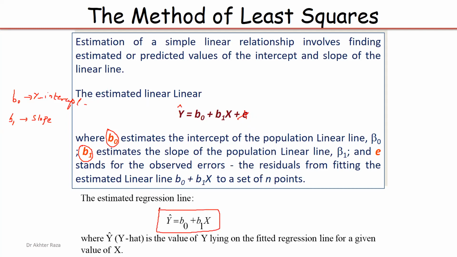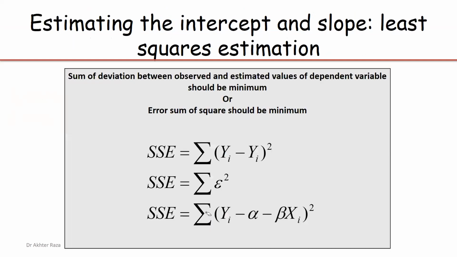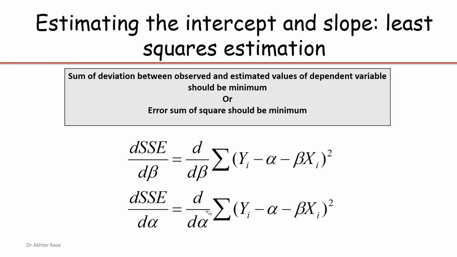This is called the estimated model, and this is known as the observed model. This is the observed model because the error is there, and the error is minimized. That is why we do not have it here. This is called the estimated model. So we have to find out the betas.